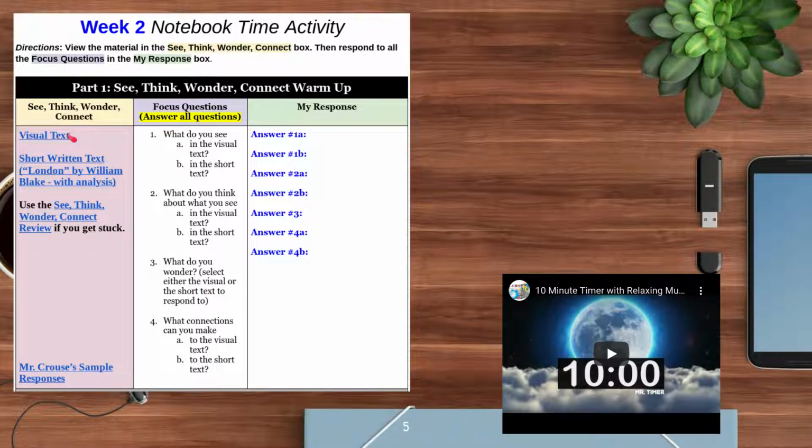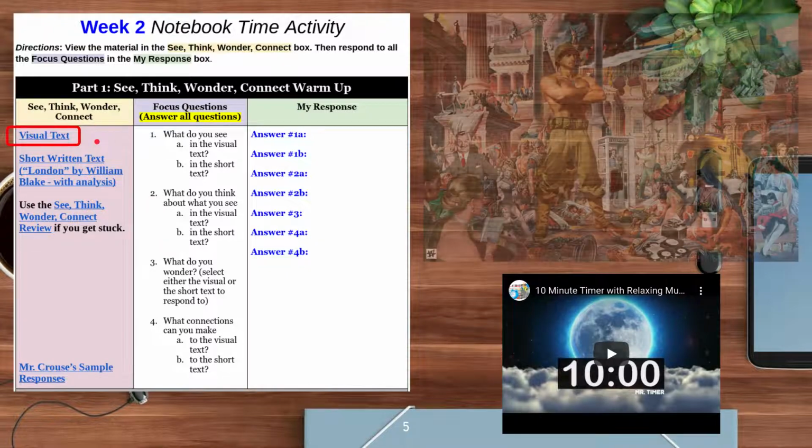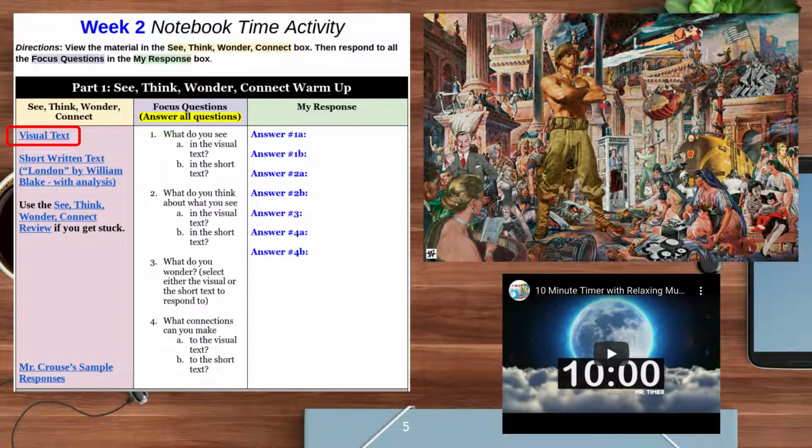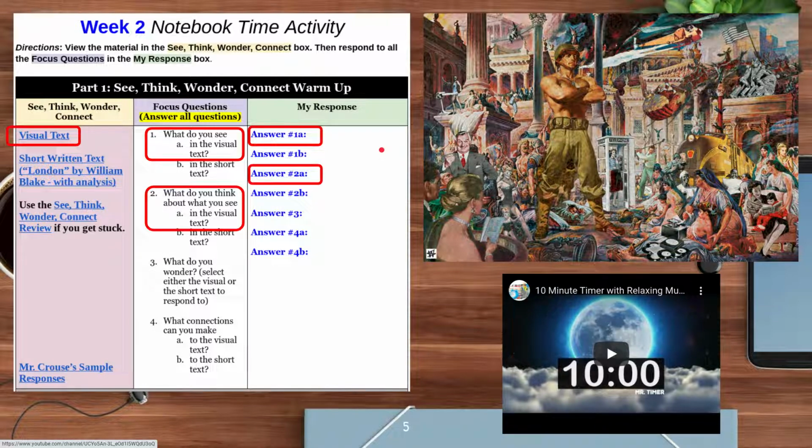When you click on the link for visual text, it'll open this picture, and you may want to look at the picture within the link because this is a little bit small on your screen. But take 10 minutes, look at the picture, and then you're going to answer just the visual text questions. So what do you see? Answer 1A. What do you think about what you see in the visual text? Answer 2A.